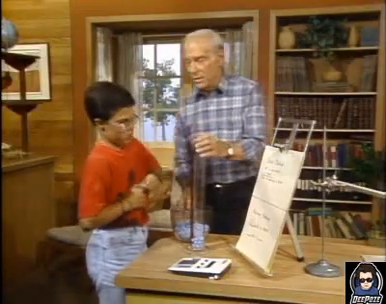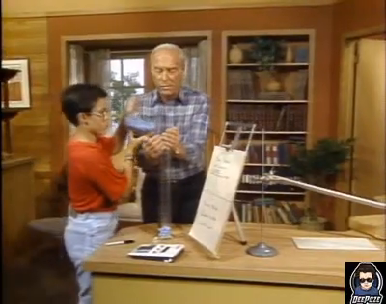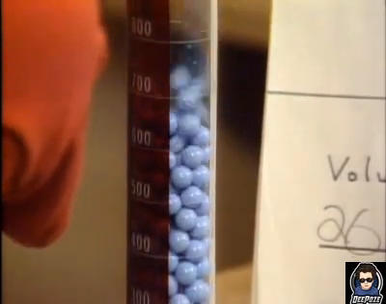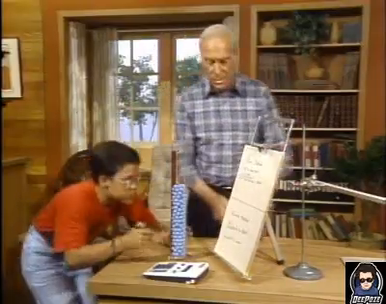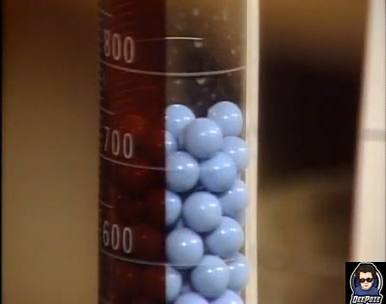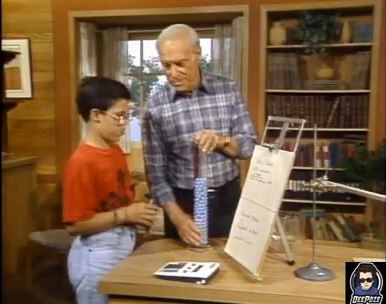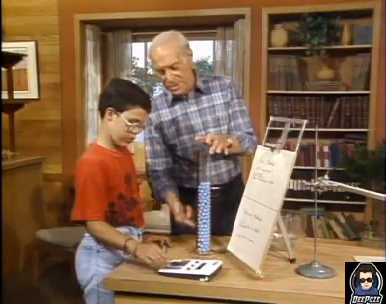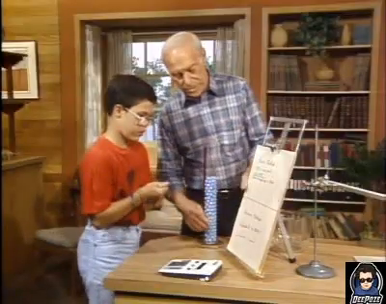Now all we have to do is get the total volume of all the balls, right? Okay, you want to pour? Okay. I'll help guide him in here. Okay. What's the total volume? Well, it's about 750 milliliters. Okay, if there's 26 balls in 100 and there's 750 milliliters, then you'd have to multiply 26 by 7.5. All right, this is 7 times this, right? Okay, so what do you got? Well, I've got 195. Okay, so write that in there.